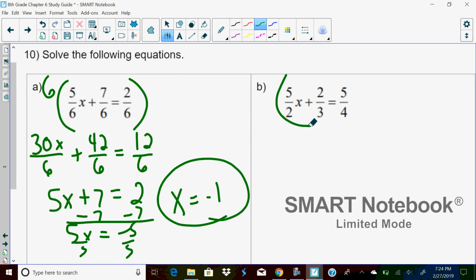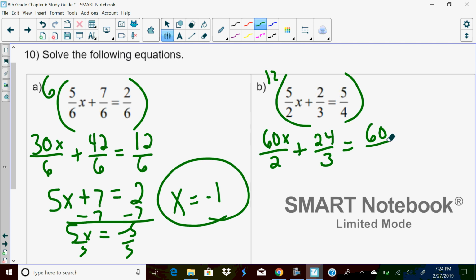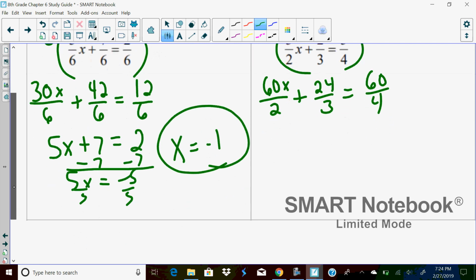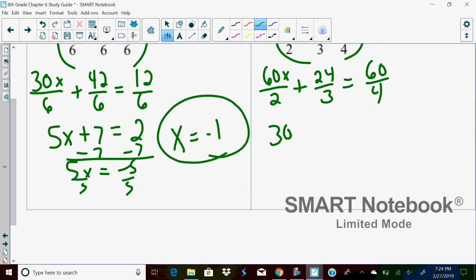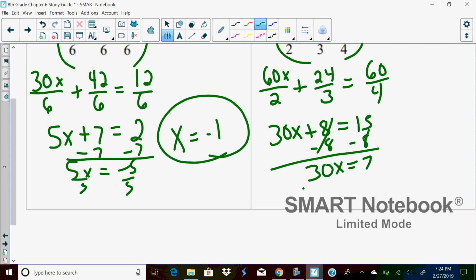For b, I'm going to multiply everything by 12. So 60x over 2 plus 24 over 3 equals 60 over 4. So I get 30x plus 8 equals 15. So I get 30x equals 7, divide both sides by 30. And I actually just left it. You could simplify it by changing it to decimal. You could just leave it 7 over 30.